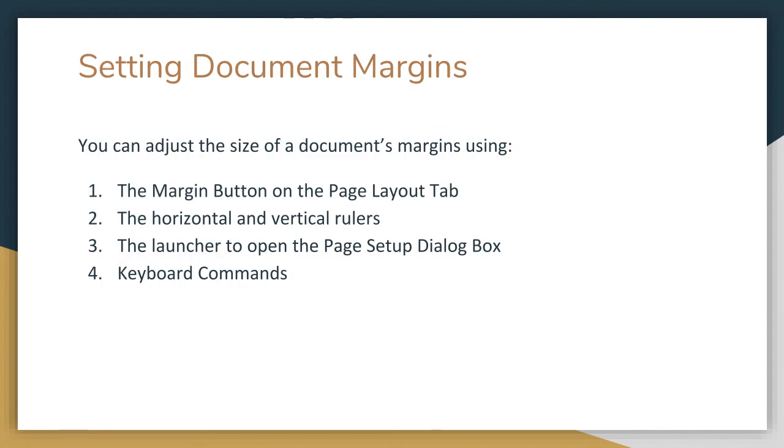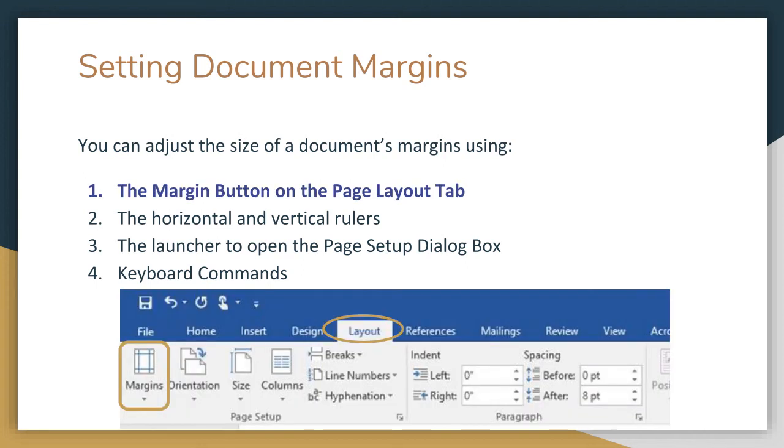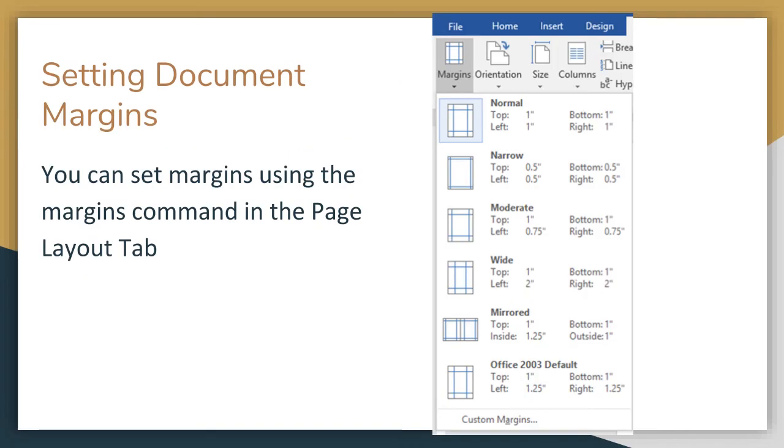We can adjust the document's margins by doing 4 different ways. So the first way is to use the margin button on the page layout tab. When you click on that margin button, these options will appear. You can click on custom margins and it'll open up the dialog box.